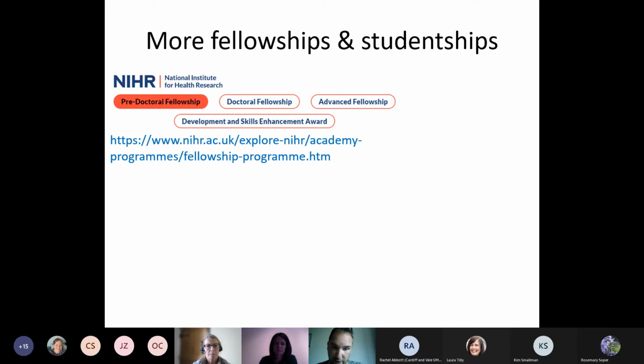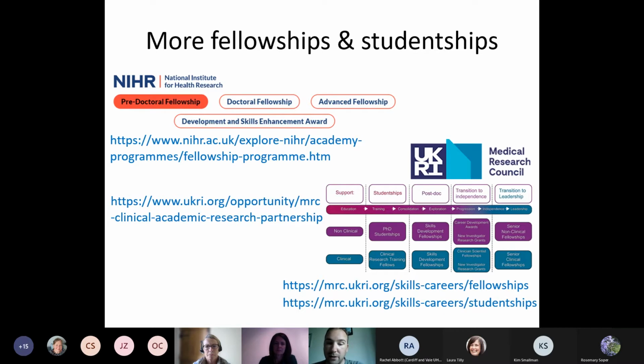So they have pre-doctoral fellowships, doctoral fellowships, as well as what they call advanced fellowships. So that's basically anything from postdoctoral to very established researchers or NHS professionals. And there's the Medical Research Council. Again, they have different types of studentships, non-clinical as well as clinical, postdoctoral schemes, and then for transition to independence versus transition to leadership, which are career development awards and clinician scientist fellowships.